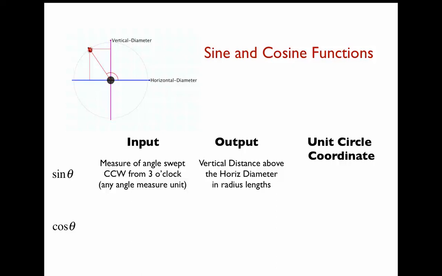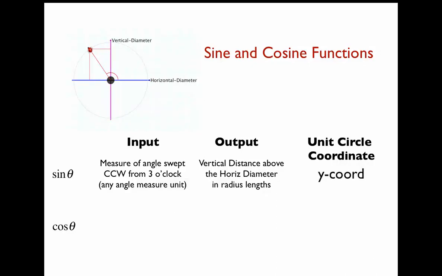So if 1 is the maximum value, then another way to think about sine is it's giving you the fraction of the radius that you are up, right? Because 1 is the most. So anything else is going to be less than 1, like 0.5 or 0.2 or negative 0.3. So another way to think of sine is as a fraction. What fraction of the radius are you above the horizontal diameter? Okay? And the unit circle coordinate? Up and down coordinate is y.